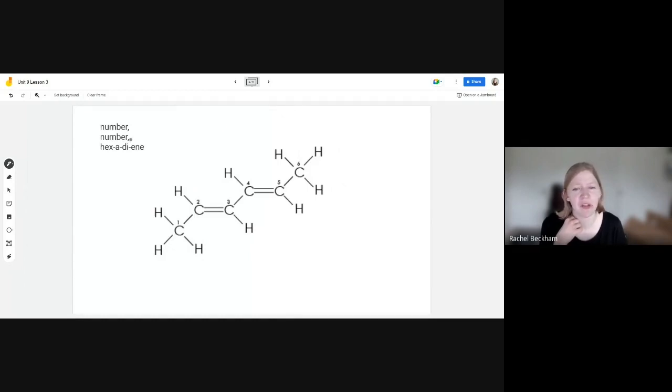All right, so these are my little notes. So I'll explain it to you in just a second. Look at this scenario here. We still have this parent chain. There are no branches here, but we have 2 double bonds. 2 double bonds, okay? So we still name the branch like normal.